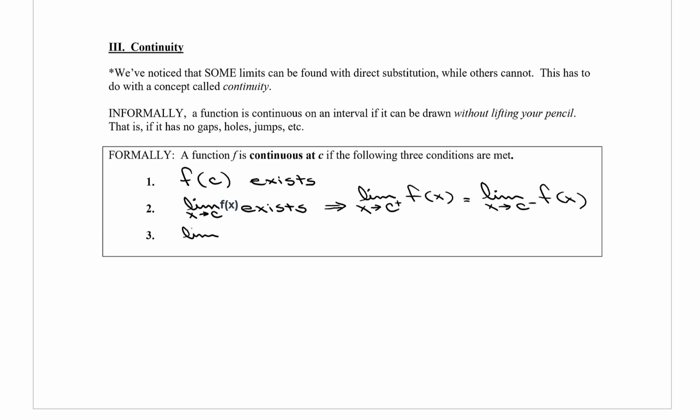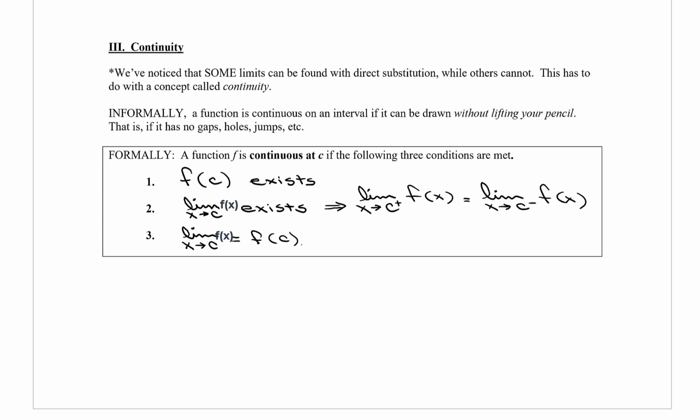The limit as x approaches c of f of x is going to be equal to f of c. So now that we have covered these three conditions, we are going to move on and see how these three conditions are required in order for a function to be continuous. We're going to be drawing some pictures in order to help us visualize these three conditions.